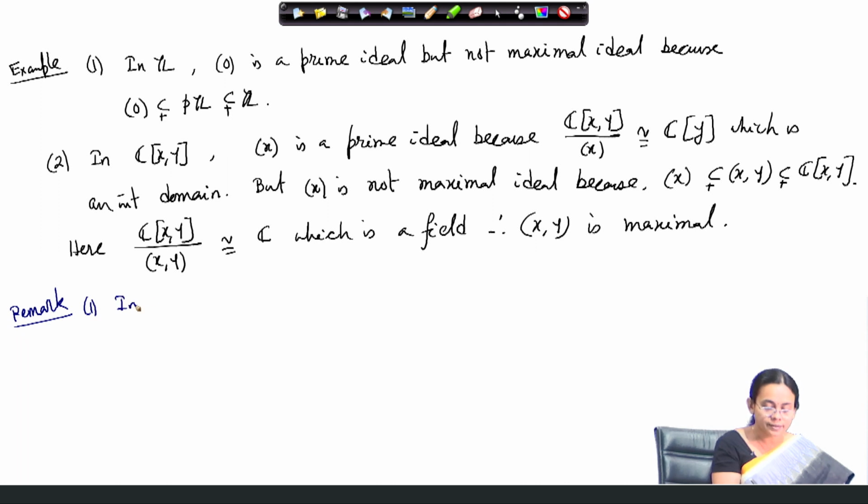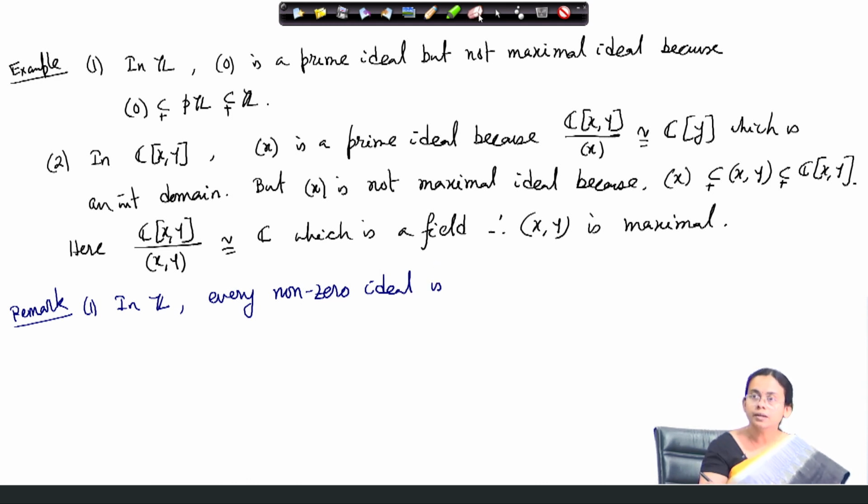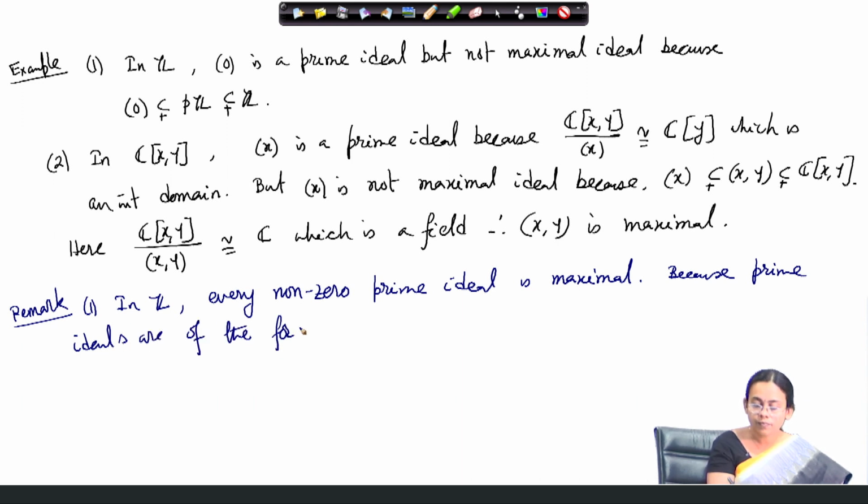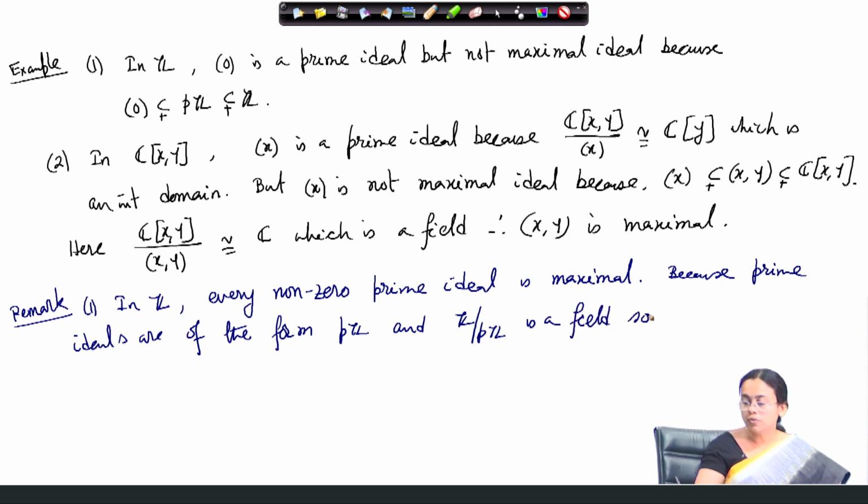The remark that I would like to put is that in Z, every non-zero prime ideal is maximal. Because I know that prime ideals will be of the form pZ, and Z quotient pZ is a field. So, pZ is maximal. So, we have proved that in Z every non-zero prime ideal is in fact a maximal ideal.